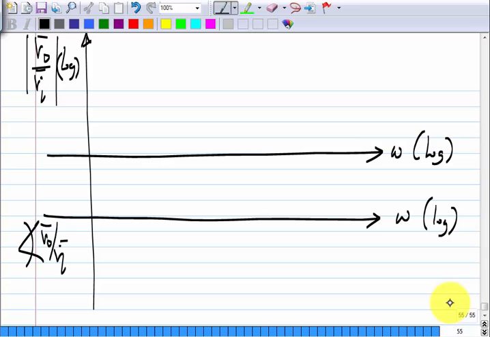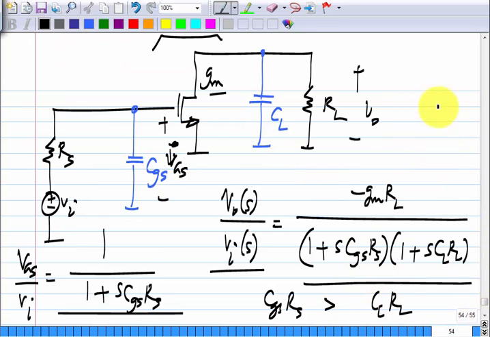What does the magnitude plot look like at very low frequencies? Constant. What is the value of the constant? GMRL. When I say log scale, it is really the value itself that you plot, not the log of it. It is just graduated in a logarithmic way. This will be GMRL, and what happens after a while? Starts falling. Assuming that there are two poles here, one at minus 1 by CGS RS and one at minus 1 by CL RL.